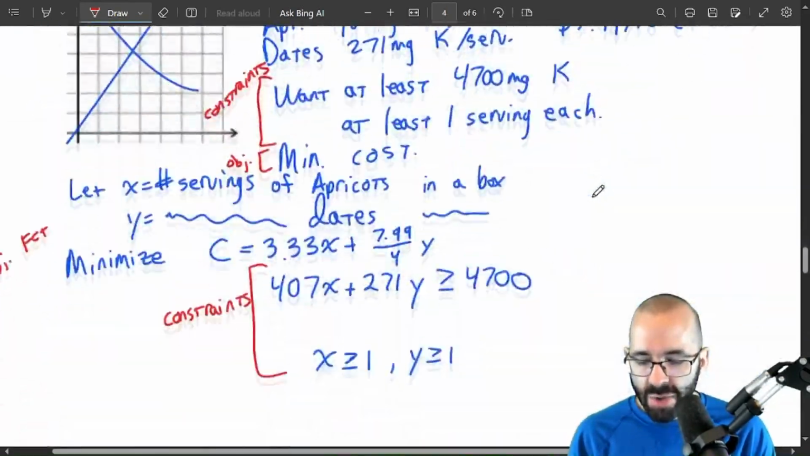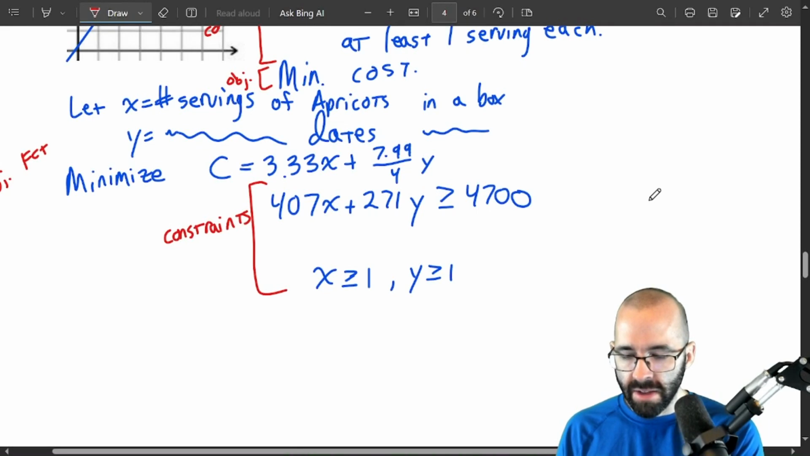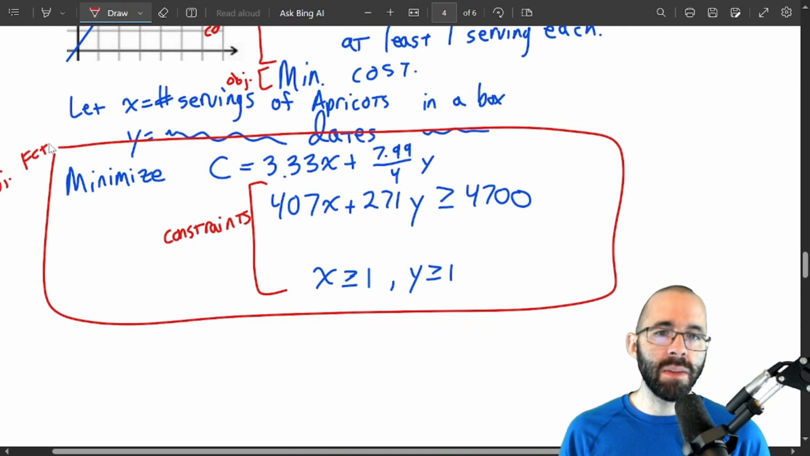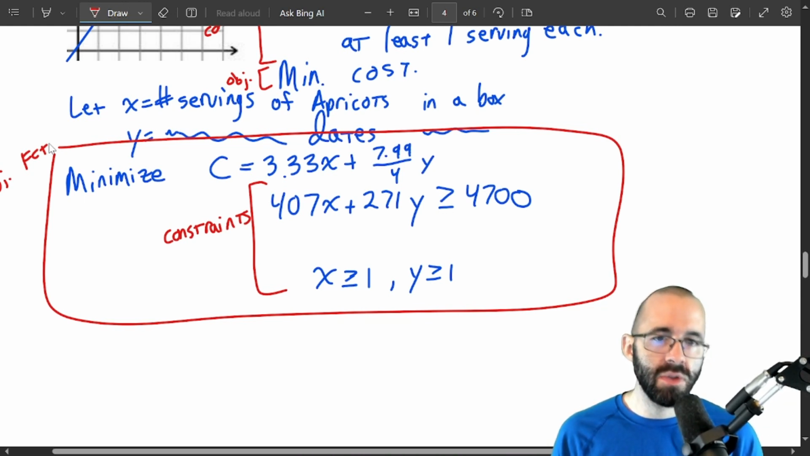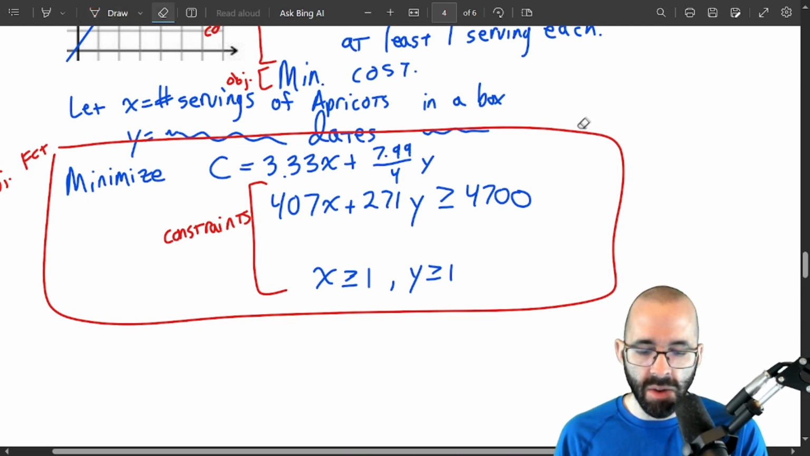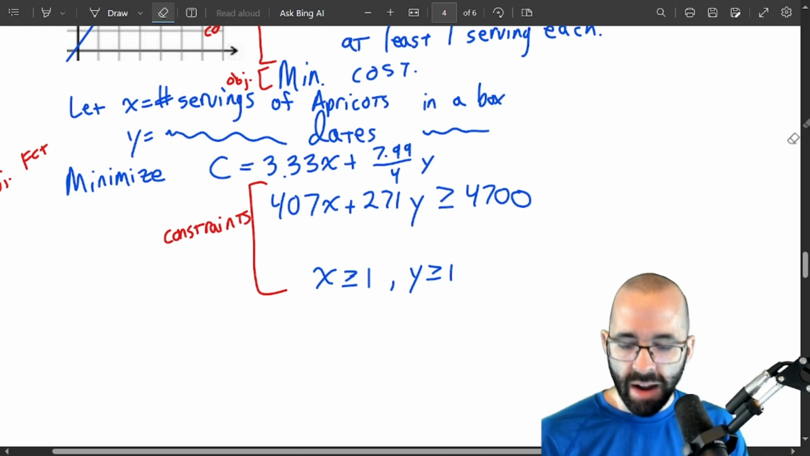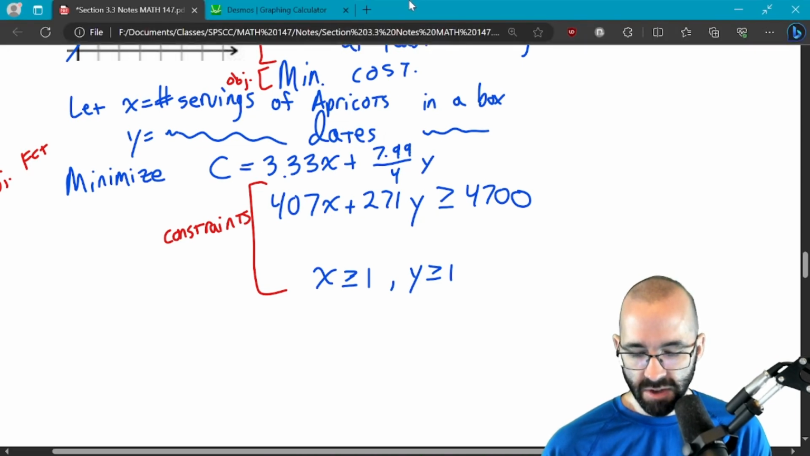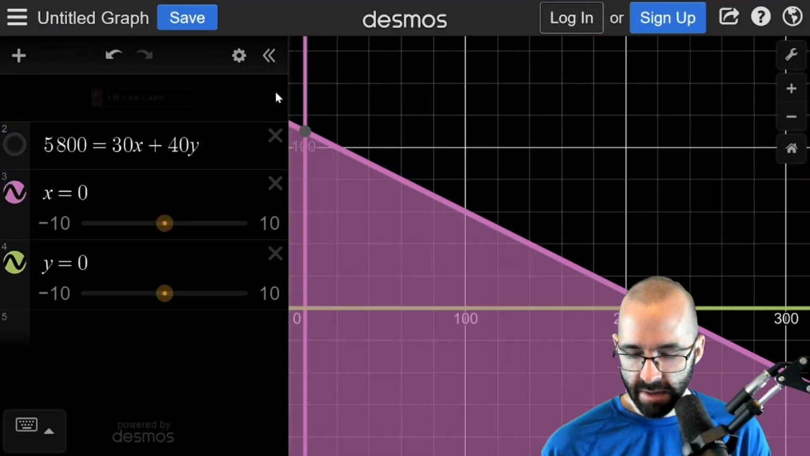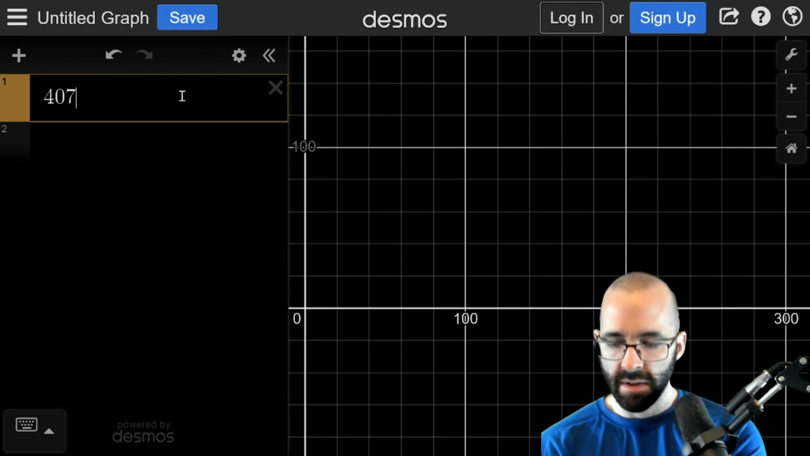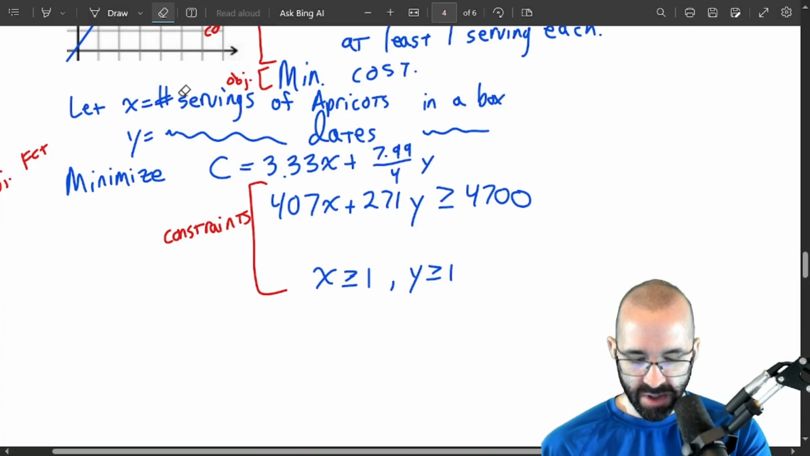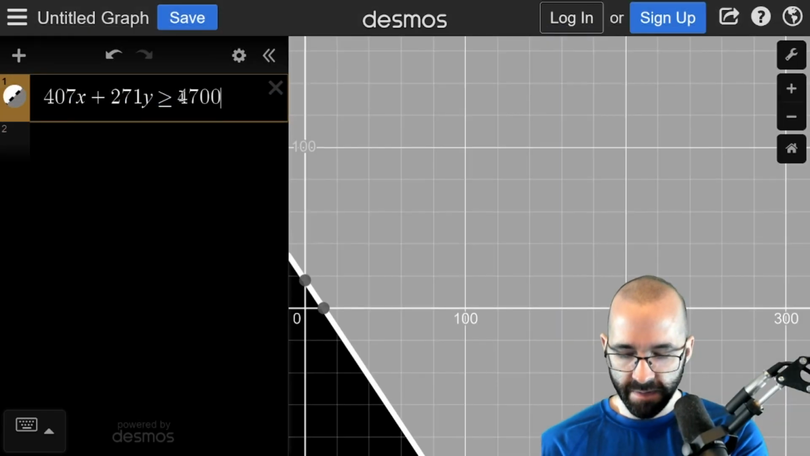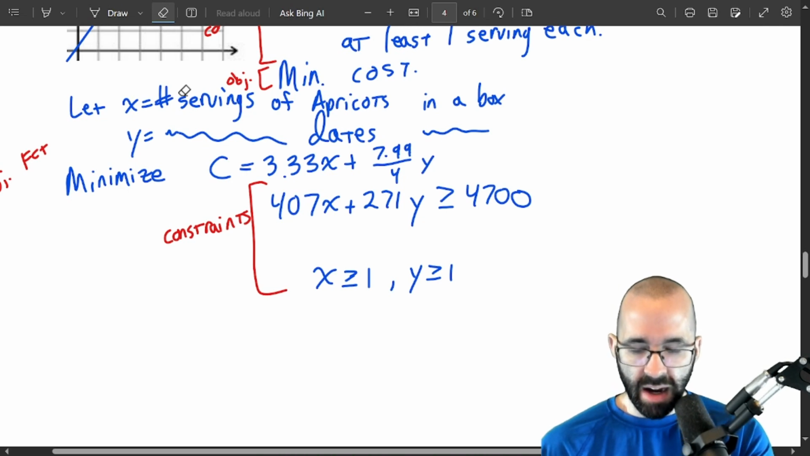And now that we have our actual linear program, this is our linear program right here. Now it's just like the previous problem. We're going to graph it on Desmos, check the corner points, and see the winner. So we'll graph the constraints to give our feasible region. 407x plus 271y greater than or equal to 4,700. And then x and y have to be at least 1.